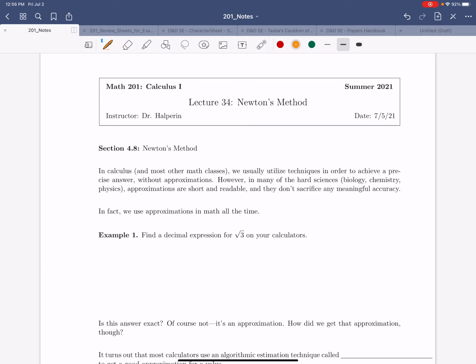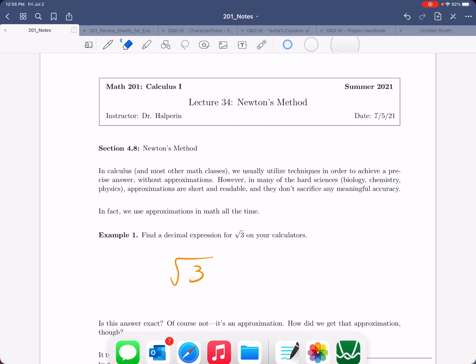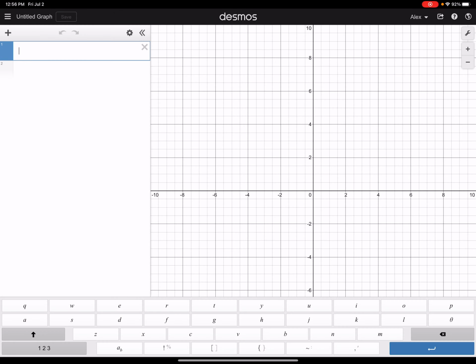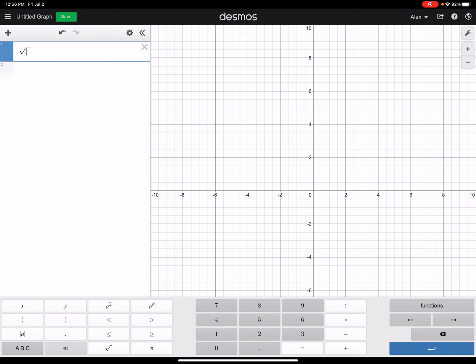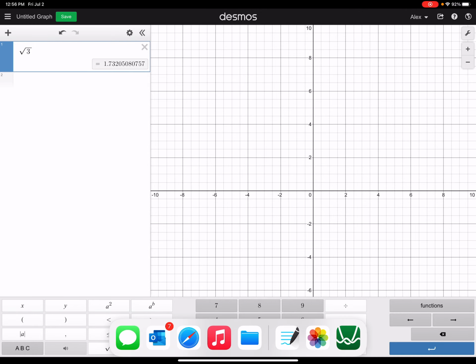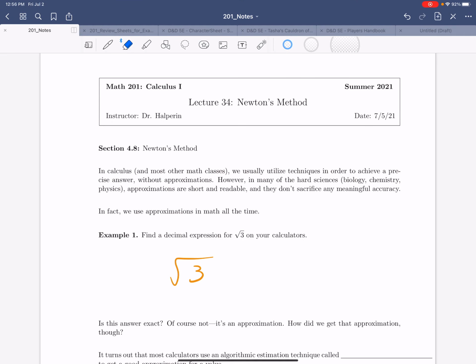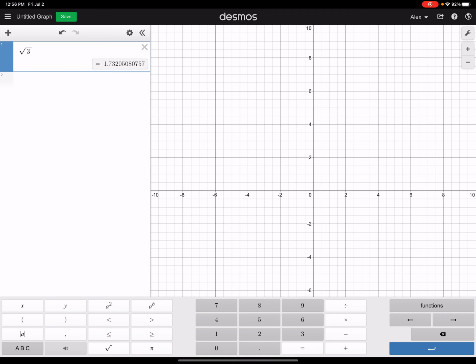Speaking of computers, find a decimal approximation to the square root of 3, let's say on a calculator, right? Well, we can go to Desmos, and we can type in the square root of 3. And it gives us this pretty good approximation, right? 1.732, let's say. Let's just use the first few digits. Now, let's go a little bit more.